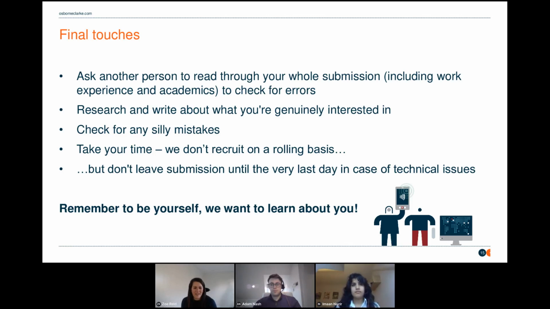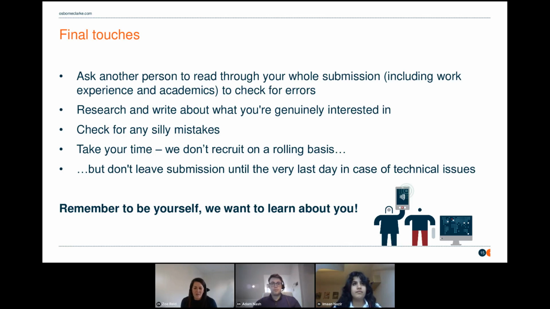As Aman mentioned earlier, research and write about things that you're genuinely interested in. We're looking for people who are really passionate and motivated to work in the law for the kind of clients that we work with. So if you're doing things in the space that you have a genuine interest and passion in, that genuinely comes across even in written submissions.